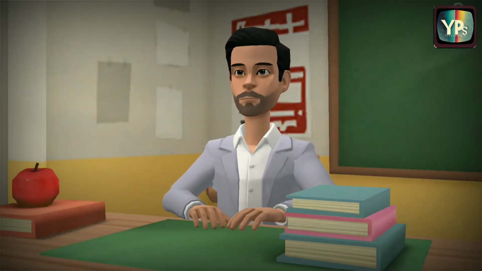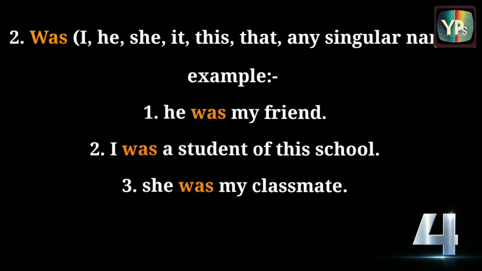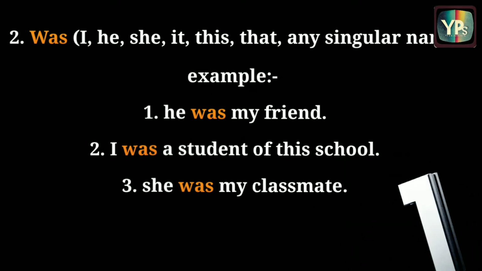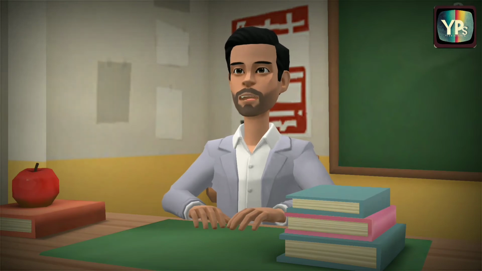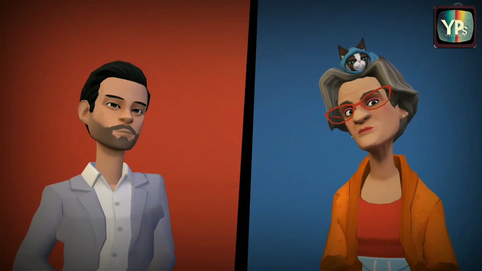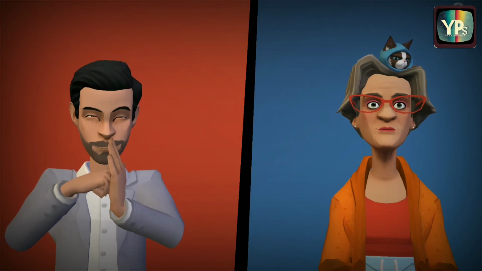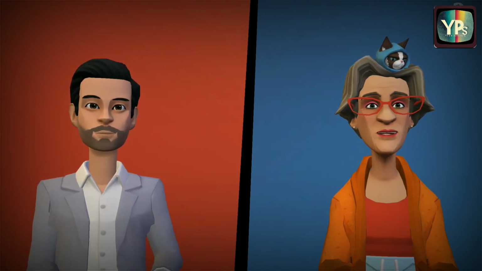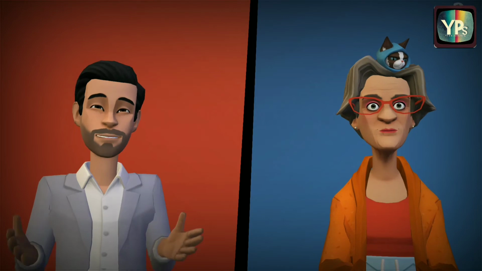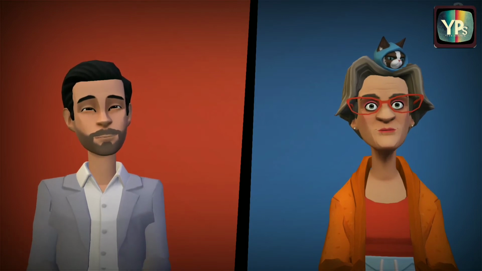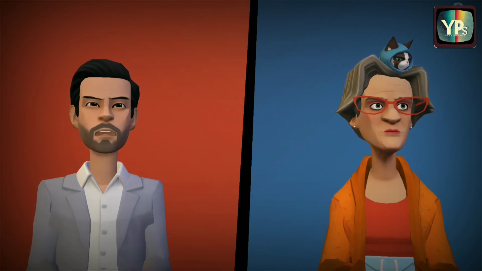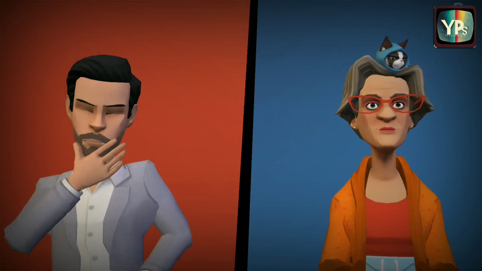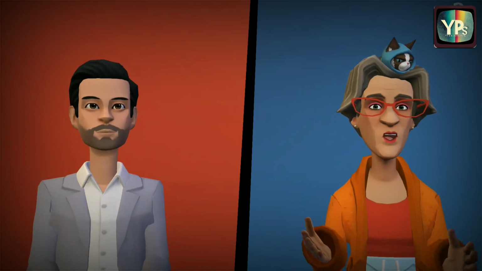Okay then. Next, helping verb is was. Was is the helping verb of past continuous tense. I was a student of her class, but now I am a teacher. Yes, he was my student. She was my favorite teacher in the school. And he was a mischief maker in the school. No, I was not a mischief maker in the school. Was I? Yes, you were.